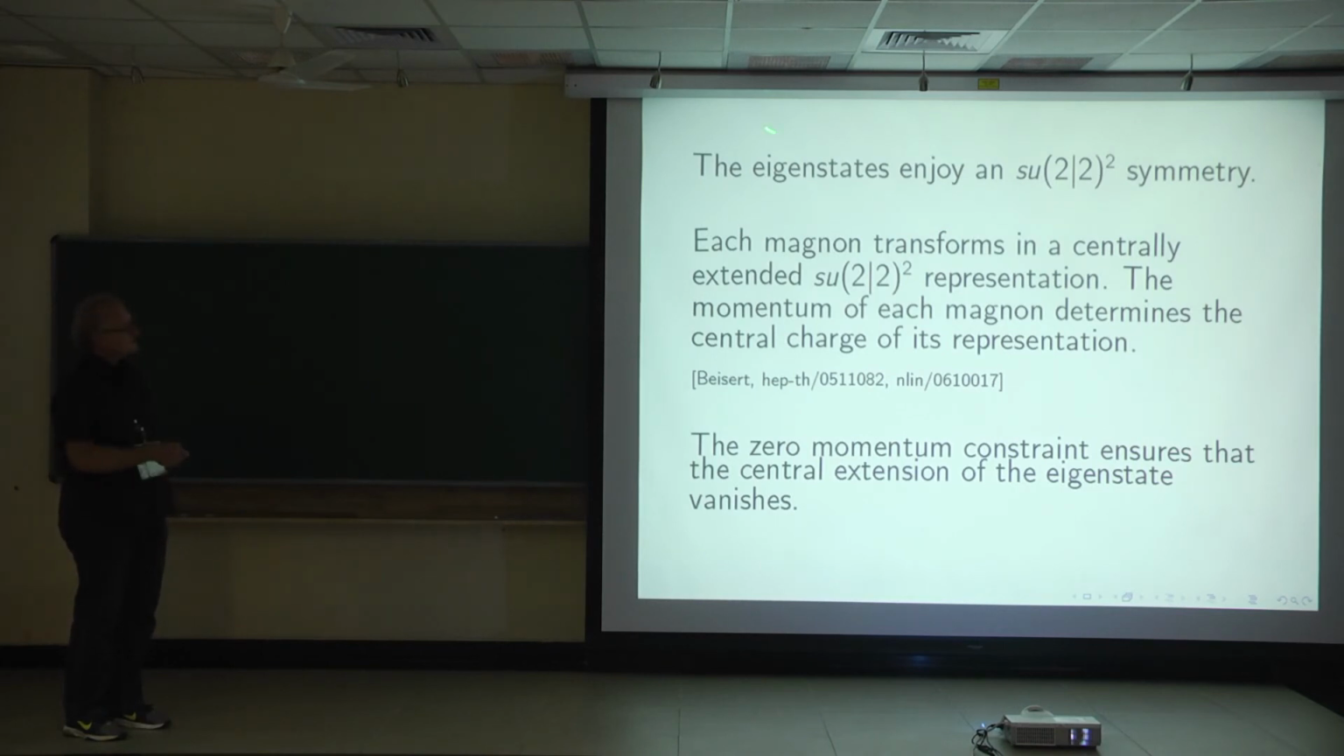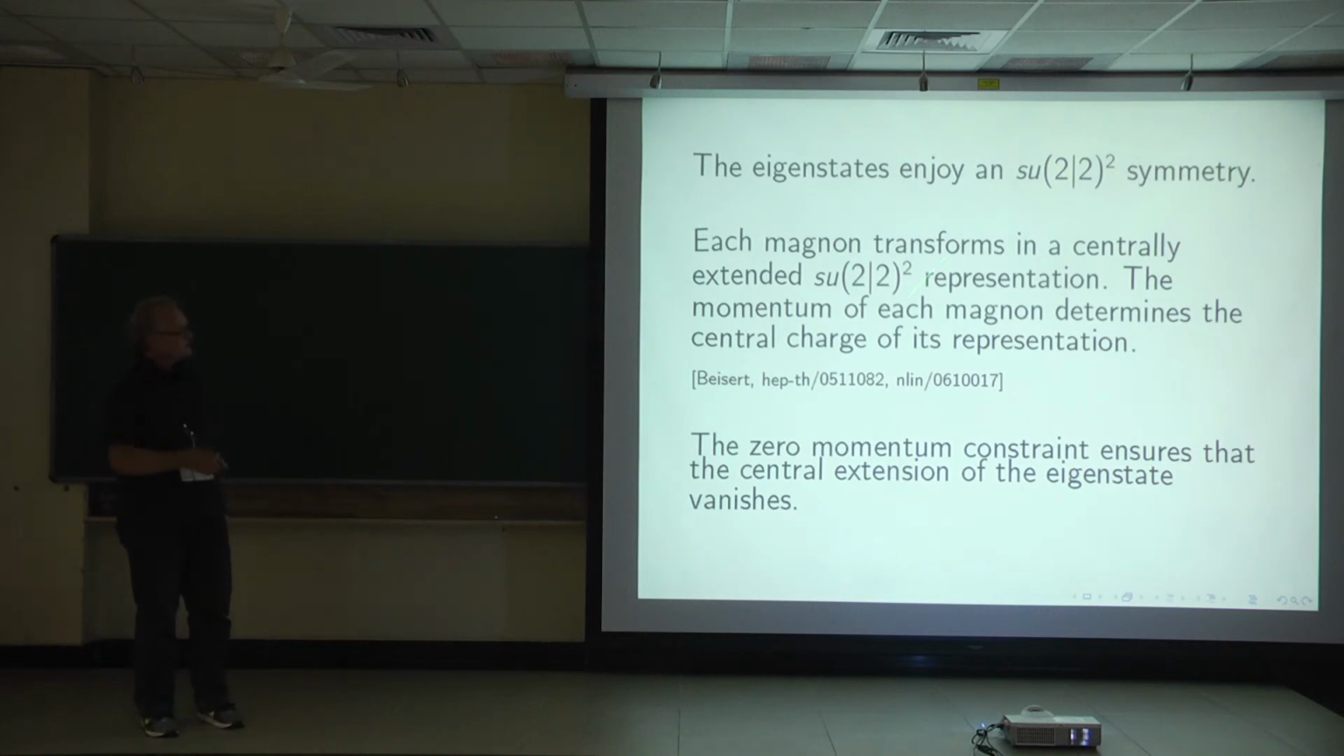Just a few comments. The eigenstates enjoy an SU(2|2) squared symmetry. The SU(2|2) squared has a single central charge. Each Magnon actually transforms in a centrally extended representation of SU(2|2) squared with a total of 3 central charges switched on. So when you combine these representations for the different Magnons, you have to make sure that you combine them in such a way that 2 of the central charges are switched off. The way that those 2 central charges get switched off is precisely by the zero momentum constraint. So the zero momentum constraint is rather important to get an eigenstate with the correct symmetry properties.